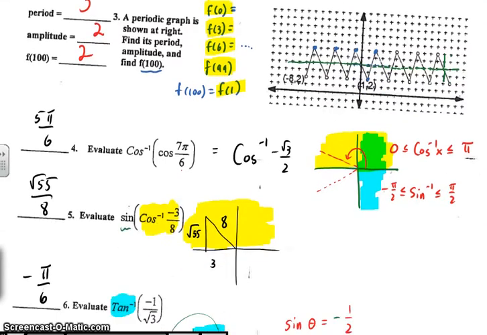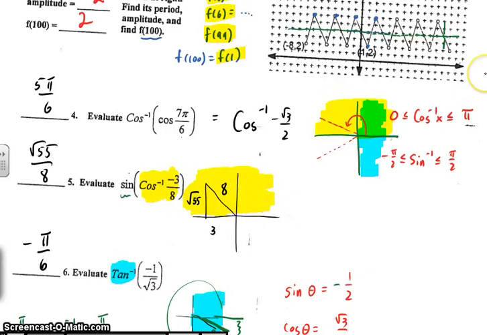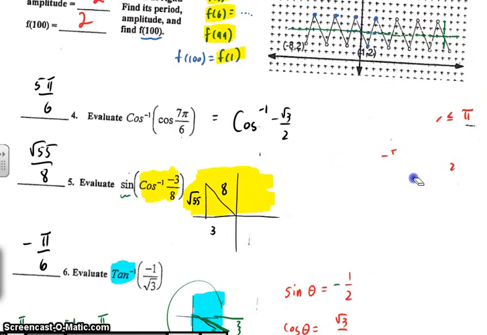All right, next problem. We're asked to find the angle whose cosine is the same as the cosine of 7 pi over 6. Now, a very common mistake that people make will be to say that the answer is 7 pi over 6, because this is the inverse cosine of the cosine of 7 pi over 6. The inverse undoes the function, thus the answer must be 7 pi over 6.